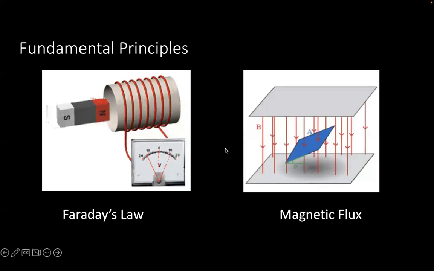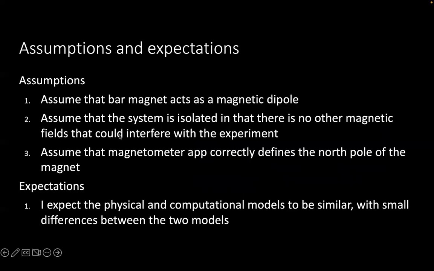There are two fundamental principles associated with this lab. The first is Faraday's law, which states that if there is a changing magnetic field, then we would be able to produce a current that would also produce a magnetic field opposing that inputted magnetic field. There's also a concept called magnetic flux, which is the amount of magnetic field that flows through an area.